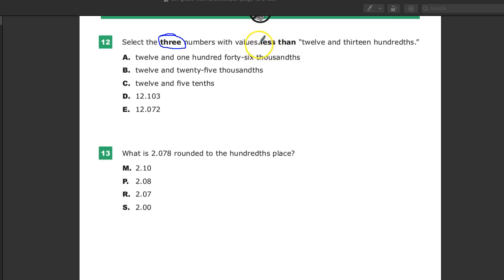And we want values that are less than. So I'm going to double underline that because I don't want numbers that are worth more. So then I have to think about 12 and 13 hundredths. So we're working with place value here. And generally speaking, in this universe there is a word that would indicate when we're moving from place values to the left of the decimal point versus place values to the right.